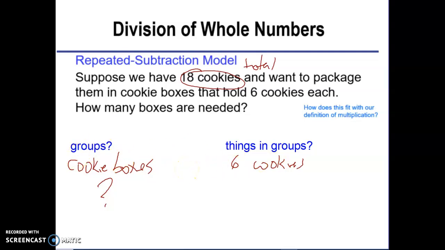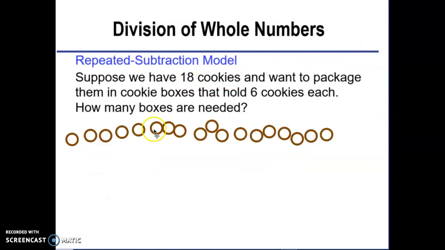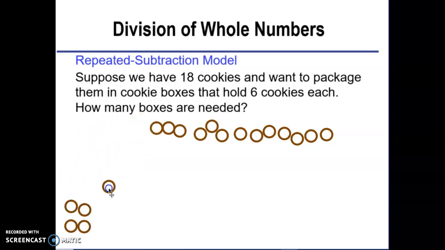Okay, so let's see if we can illustrate that using our blocks. All right, I have 18 cookies and I want to package them in cookie boxes that hold 6 cookies. I can't go 1, 1, 1, 2, 2, 2 like I did before because this time that's the question. How many boxes do I need? Well, I don't know how many total boxes I need yet, but I do know that each box that I create or each box that I fill should have 6 cookies in it. Okay, so there's 6 cookies.